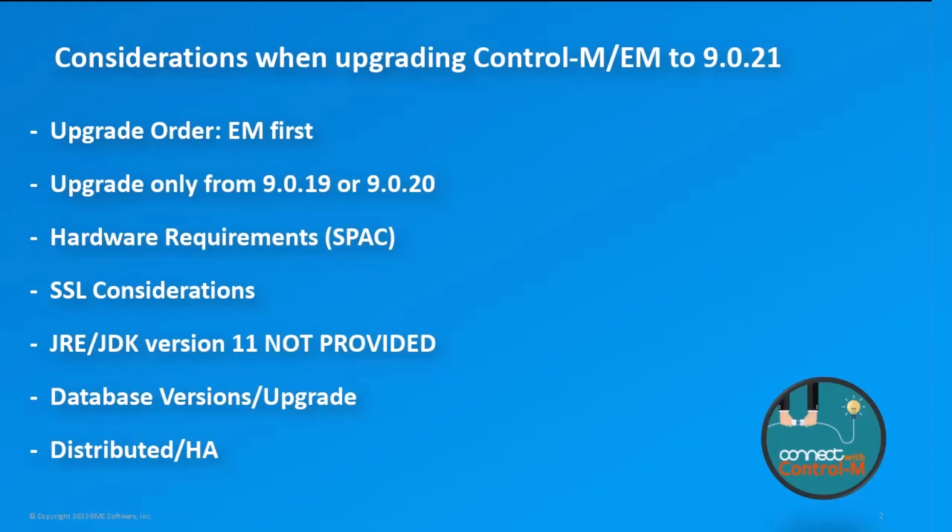Before I get started, I would like to discuss the requirements to upgrade the Enterprise Manager to version 21. All of the mentioned links will be provided in the links section of the presentation. First, the EM should be updated prior to the other components, like Control M Server or Control M Agent. After you upgrade the EM, you can proceed to upgrade the other components.